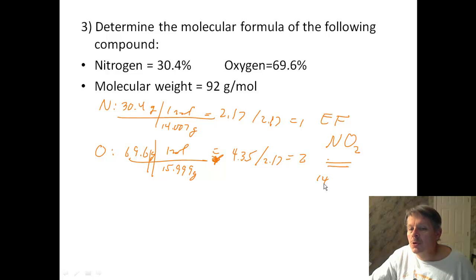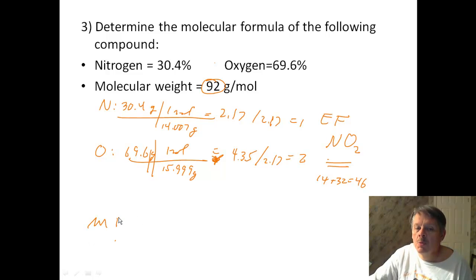Well, I've got 14 plus I got 32, because I got 2 oxygens, so that's 46. And 46 sure looks like half of 92. So that means I have to double everything. So my molecular formula is going to be twice NO2, so it's going to be N2O4.